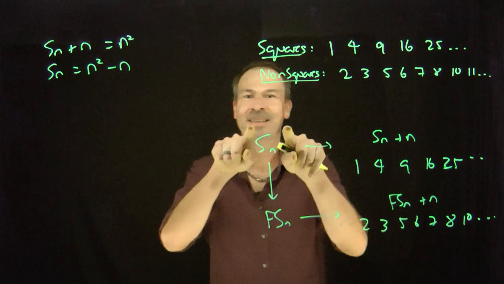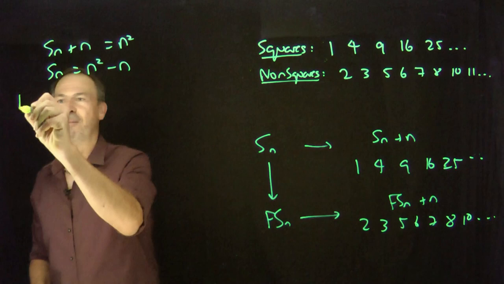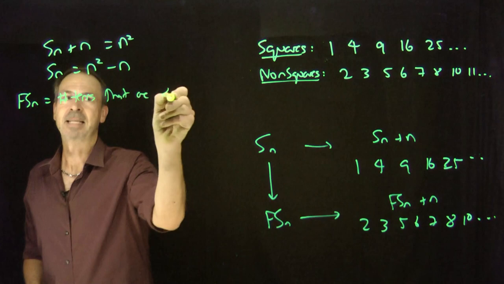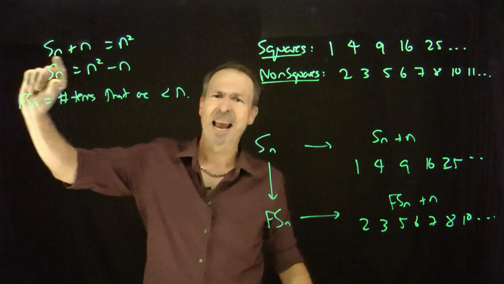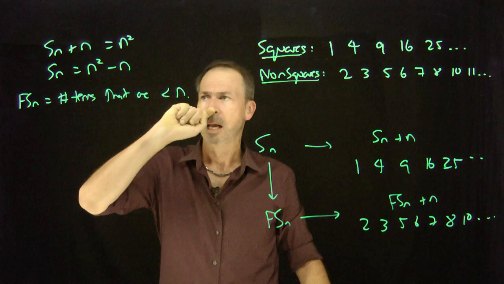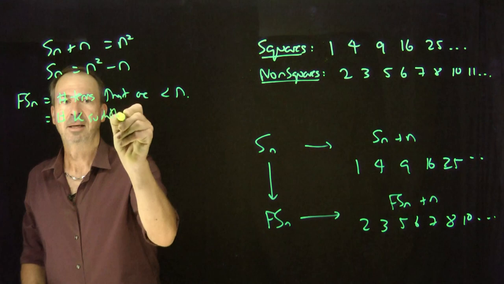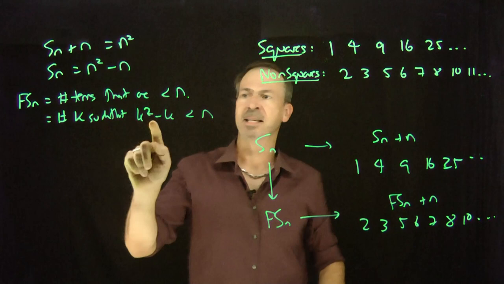All right, so get this back in my brain. The frequency sequence is the number of terms that are less than n. The number of terms in the original sequence that are less than n. I've got lots of n's floating around, so basically think of this like terms of the form some number squared minus itself. So this will be the number of k such that k squared minus k is less than n. All right, so that's what I'm looking for. Things that look like that are less than n.